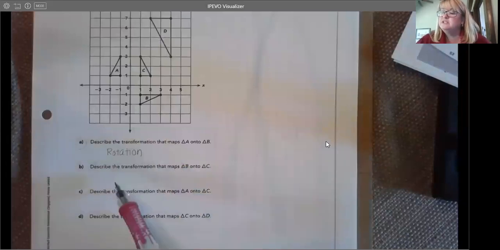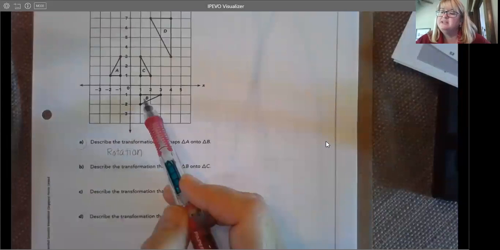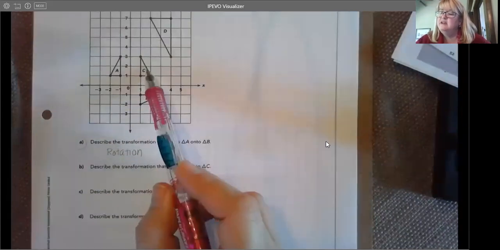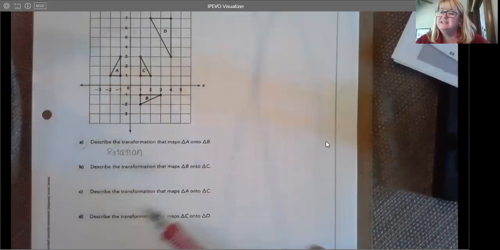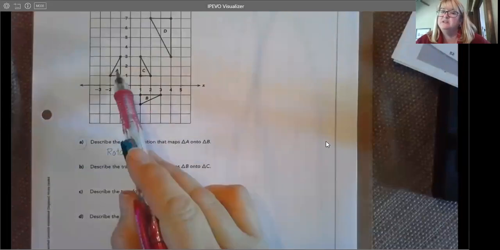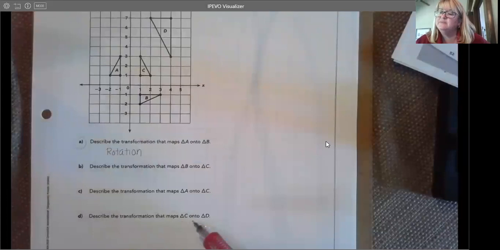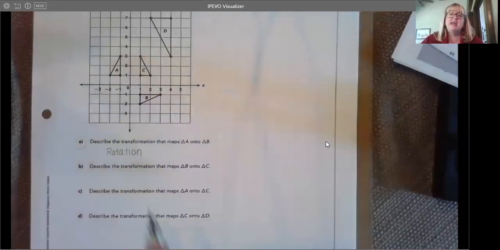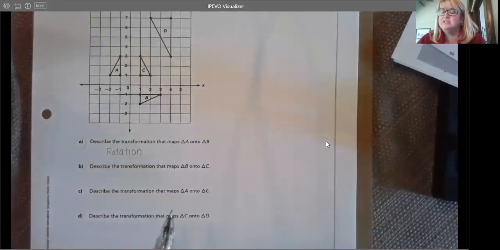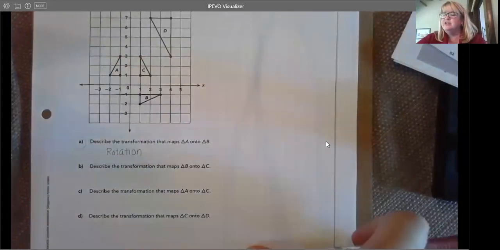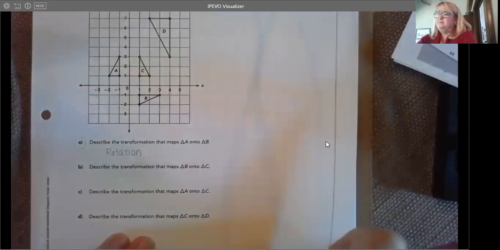Name the transformation that goes from B to C. So how do you get from B to C? What is this? How do you get from A to C? What kind of transformation makes this happen? And how do you get from C to D? C to D. And you can just name the transformation. You don't have to quantify it with lines of reflection or how many units, just name it.